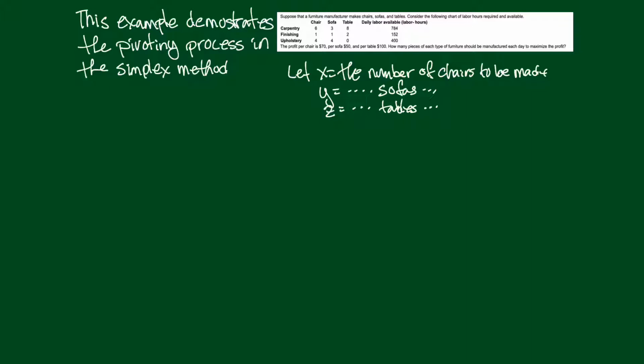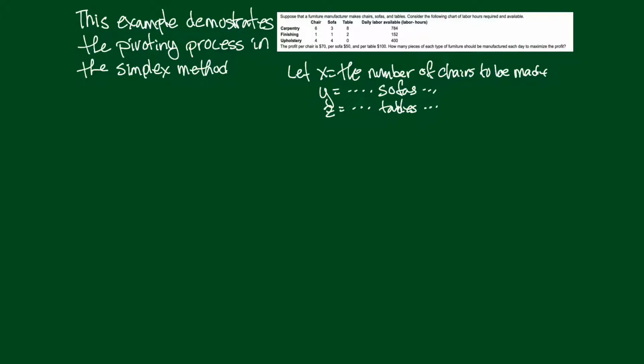So for chairs, we've got 6 hours of carpentry required. For sofas, 3 hours of carpentry. For tables, 8 hours of carpentry. And altogether, there's 784 daily hours of labor available. And so on for finishing and upholstery. And then we're given this. The profit for a chair is $70, $50 for a sofa, $100 for a table. So how many pieces of each type of furniture should be manufactured each day to maximize the profit?